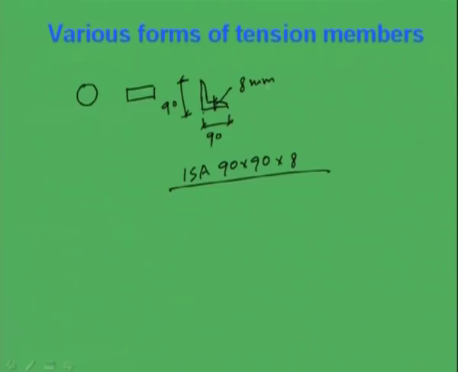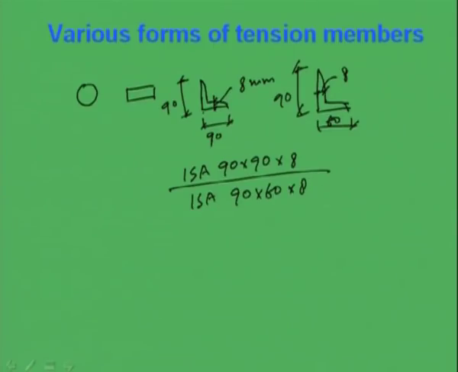In this way we can make it, or it may be like ISA 90 by 60 by 8. That means the larger length is 90 and this is 60. This is 90 and the thickness is 8 mm. So various types of members are available.